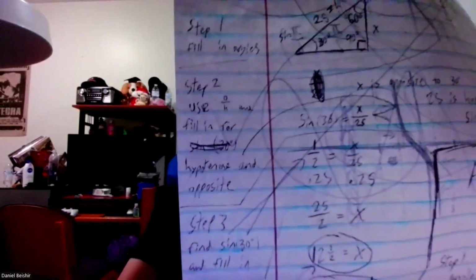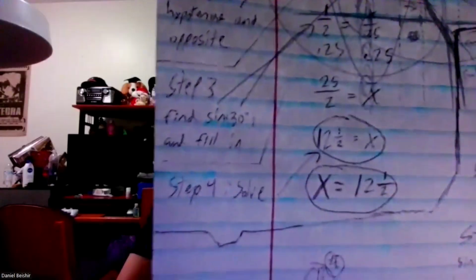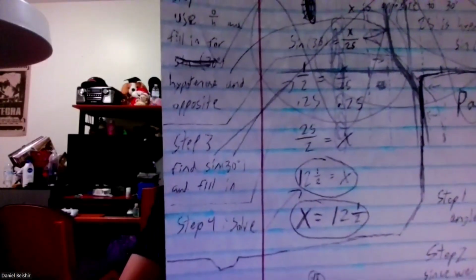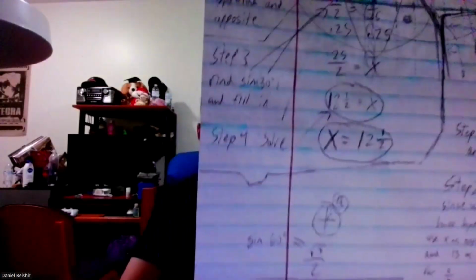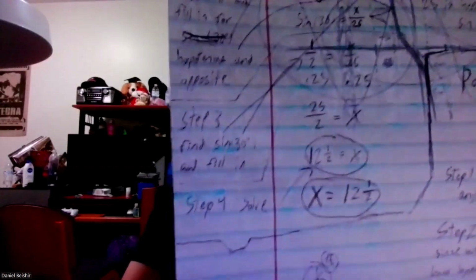And then we could just solve algebraically, multiplying both sides by 25. 25 over 2 makes 12.5 equals x. And yeah, x equals 12.5.